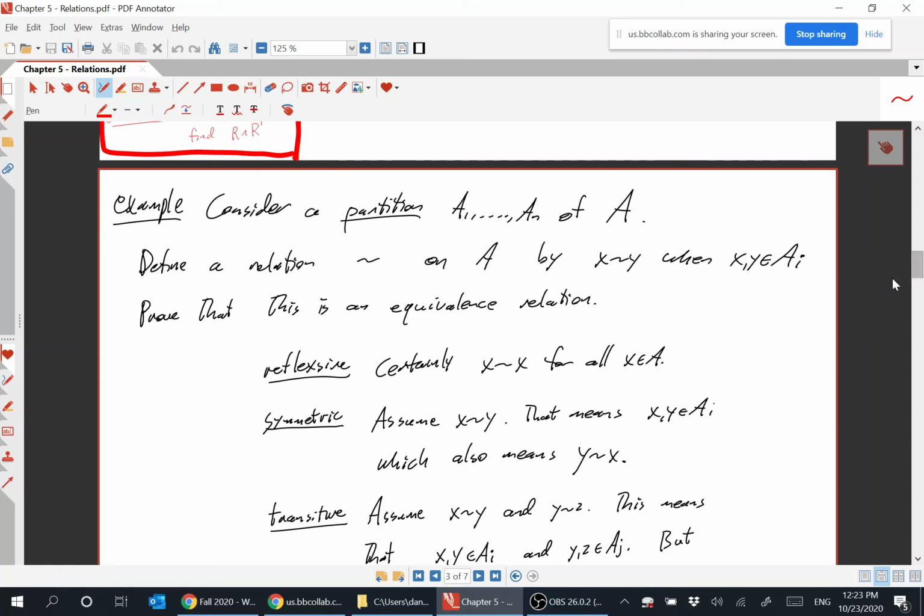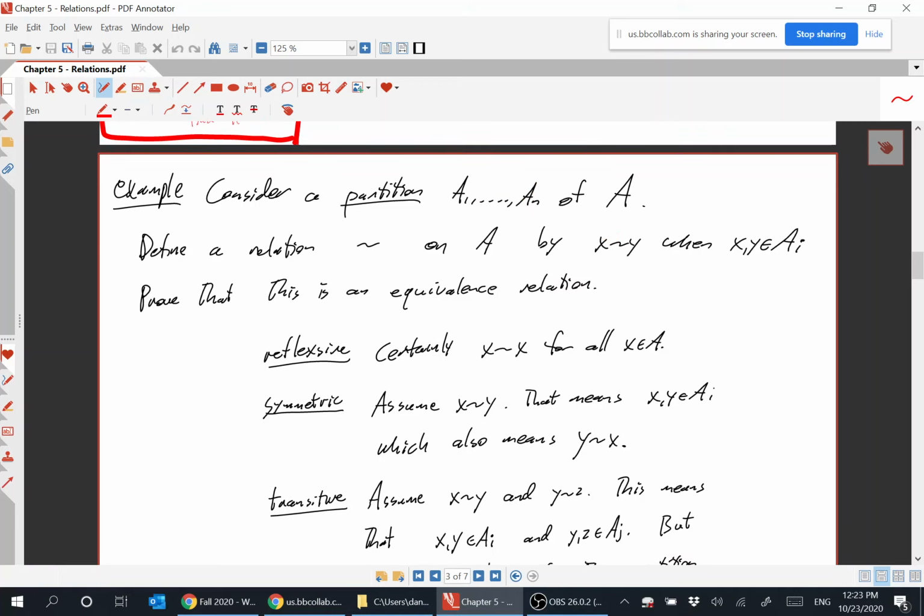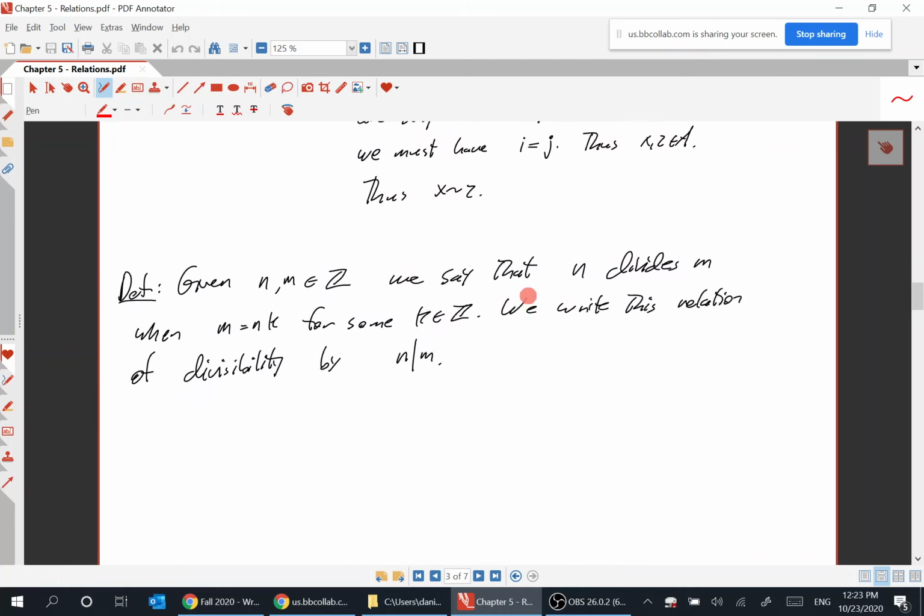We looked at several equivalence relations. Consider a partition of a set A. A partition is when you express A as a disjoint union of some subsets, and two elements of A are related when they're in the same block of that partition. That was an equivalence relation.